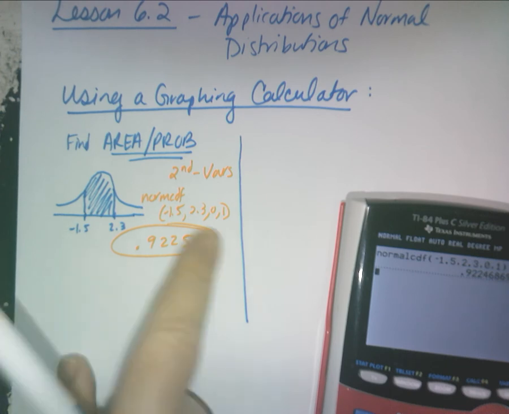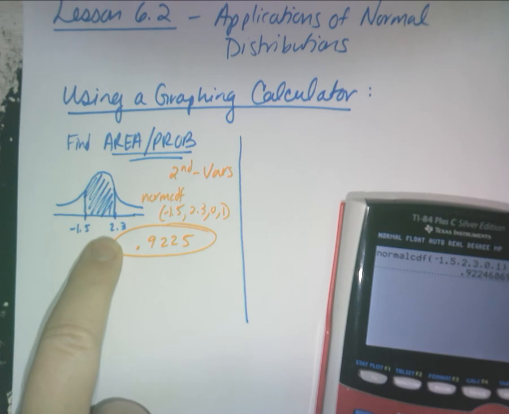What did you used to have to do on the green sheet? You used to have to find the area of 2.3 and then find the area up to negative 1.5 and then do what with those 2? Subtract. They just did it for you. You don't even have to subtract anymore. You don't have to do nothing. It's done. Norm CDF. Okay. If it's not working, I'll help you out in a minute.